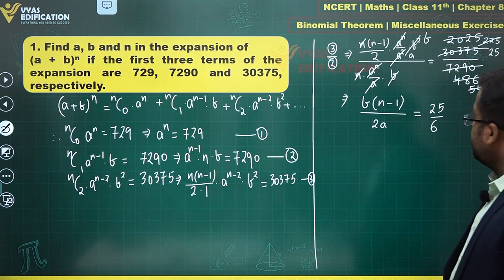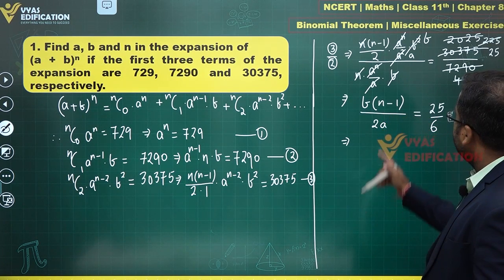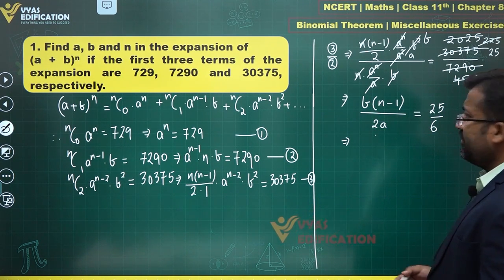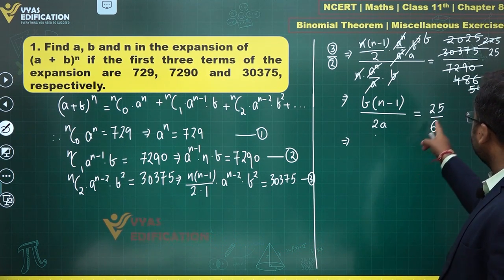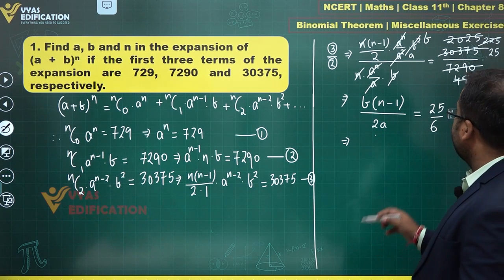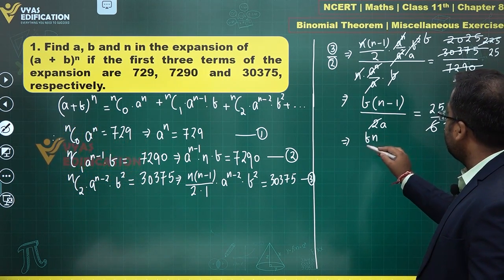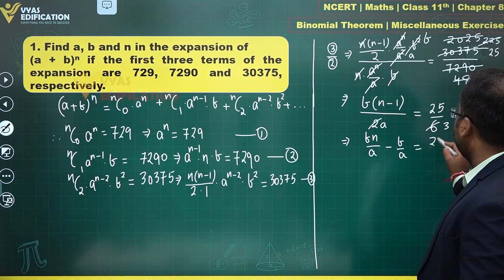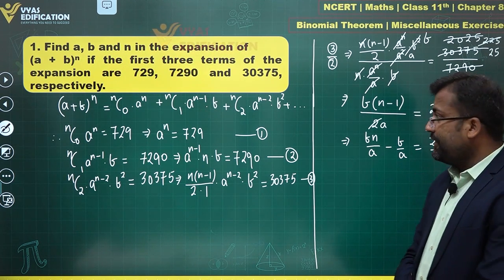And what else? What else? So what I observe from this is that this 2 can go over here. That will become 50 upon 6. And that will be simplified to, let us say, 25 upon 3. Right? You can cancel this 2 and this will be 3 over here. This becomes Bn upon A minus B upon A is equal to 25 over 3 is what I'm getting. You may observe this is what I'm getting.